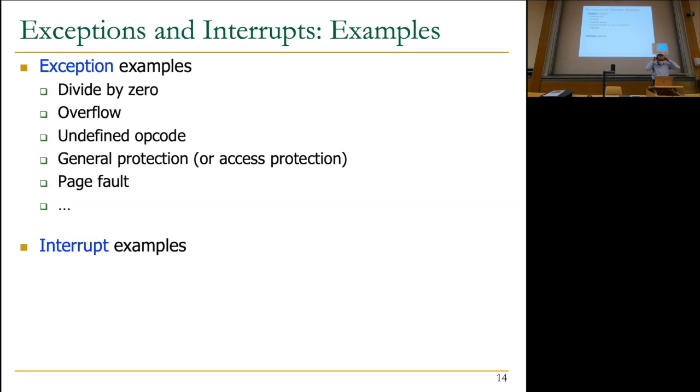Is it because of the other one? Okay, let me try again. How about now? Okay, yeah, something fell.